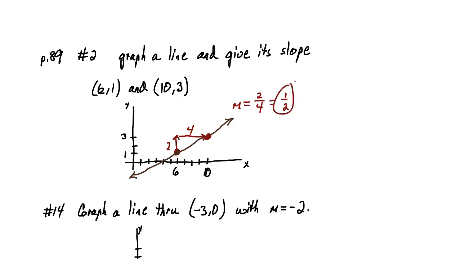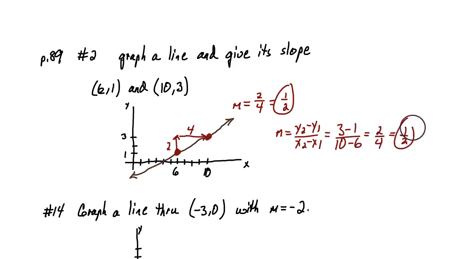We're asked to redo this and use the slope formula. The slope formula is m equals y2 minus y1 over x2 minus x1. Let's make our substitutions. 3 minus 1 and 10 minus 6. That's 2 over 4, or a half. You probably noticed that using the slope formula is really the same thing as having a picture and counting the rise and the run.